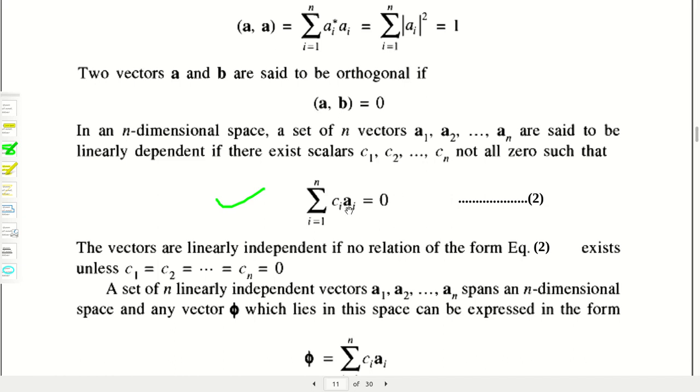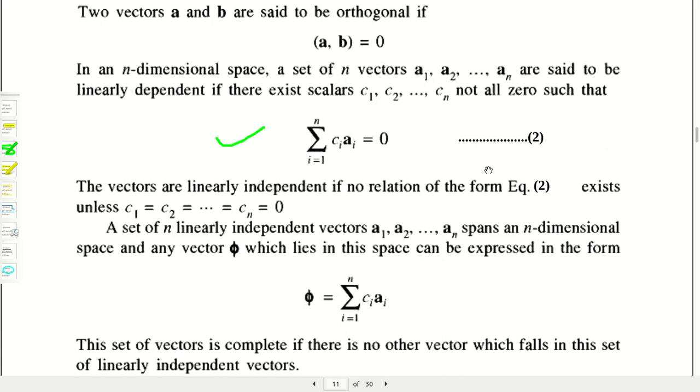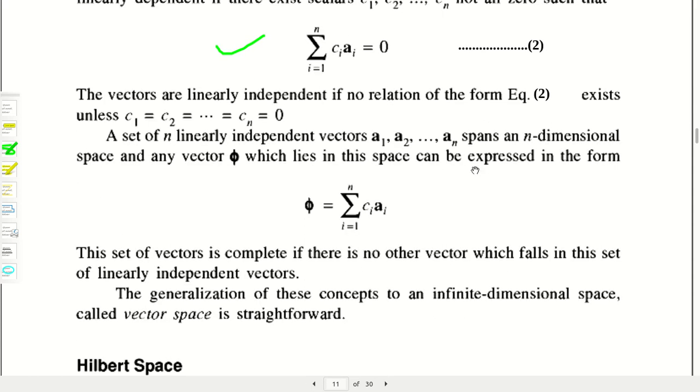That is, there is a relationship between the vectors a1 to an. That would happen if some of the coefficients c1 to cn, or all of them, are not equal to 0. Okay, if all of them are independently 0, then a1 to an vectors will be called linearly independent vectors. You know this from the discussion of vector analysis. These are well-known facts, you also know.